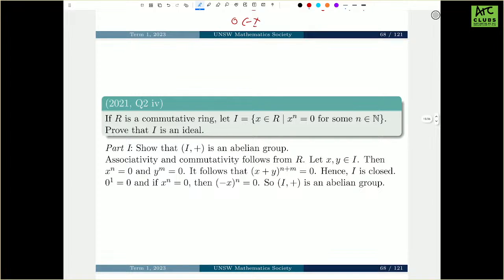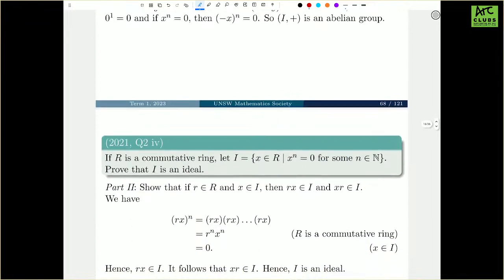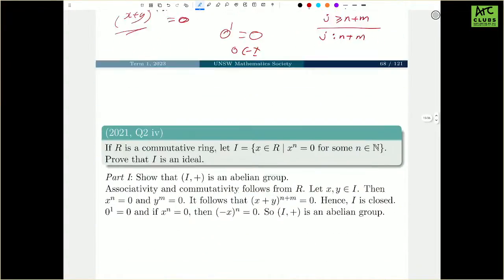Okay. In this proof, they just go over I being an abelian group under addition, but that is technically not necessary, and I'll talk about it later. What we proved was enough for the additive part.